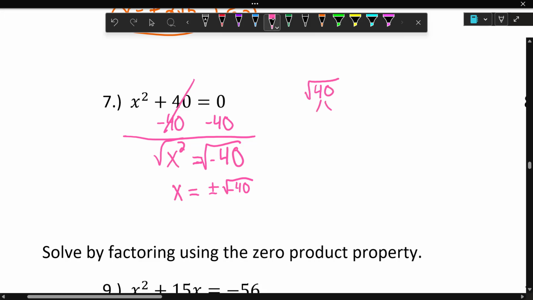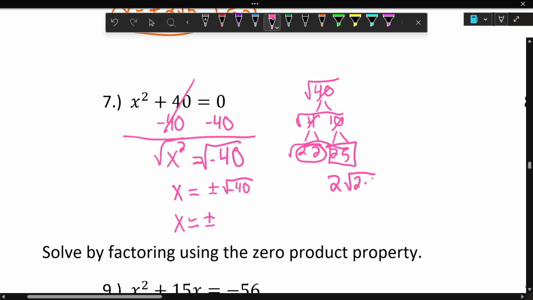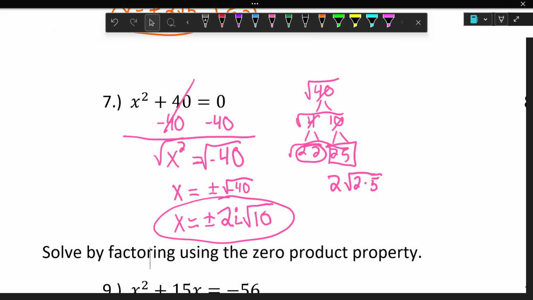Let's simplify 40. We got 4 and 10. That's 2 and 2, 2 and 5. So we got a pair of 2's, but we got those 2 left over. So we take the 2 on the outside, the 2 and the 5 are also on the inside from the boxed in numbers here. So we got 2 on the outside. We got that negative, so we have an i. And then on the inside, we have the 2 and the 5. We multiply those back together. We get 10. And that's how we can use the square root property to solve for our zeros.